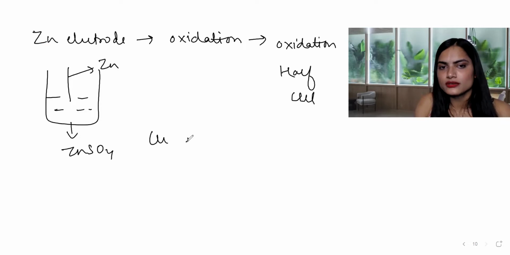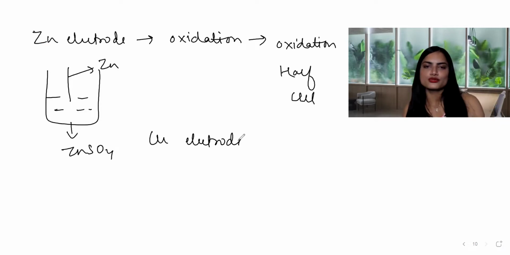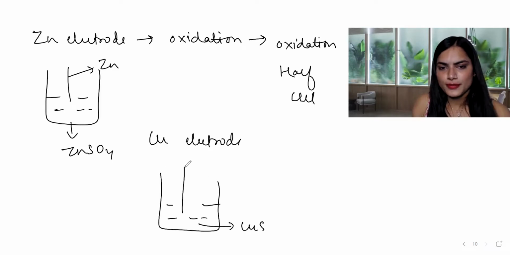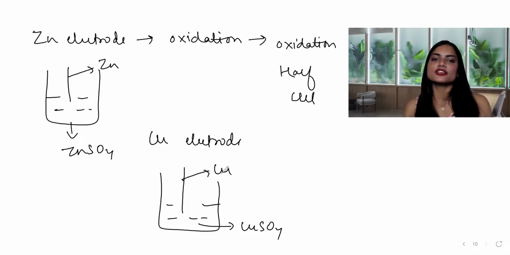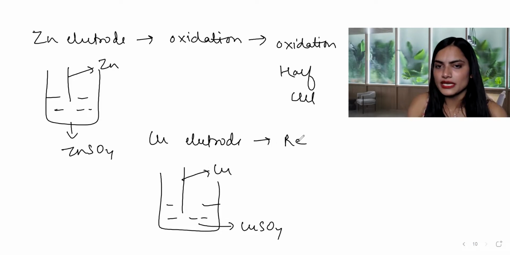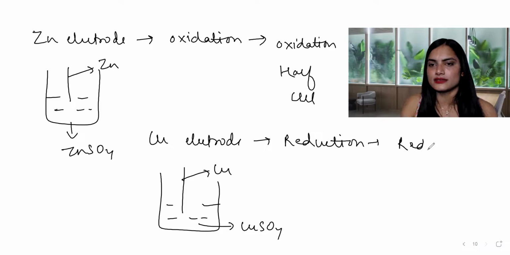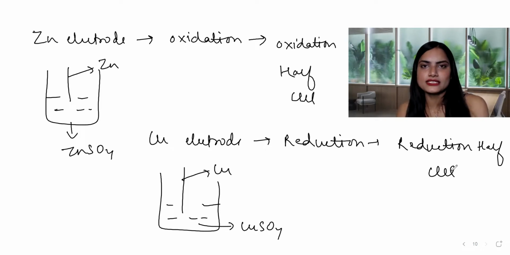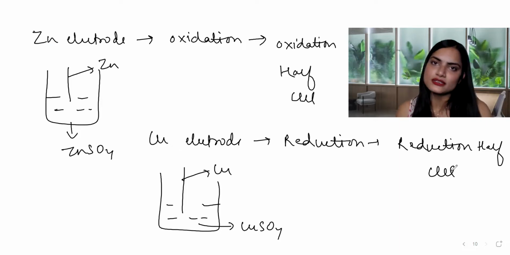And if I talk about the copper electrode, the compartment where the copper electrode is dipped into copper sulfate solution, here reduction is taking place. So this half cell is called the reduction half cell. And together, oxidation and reduction, because oxidation and reduction cannot take place independently, these together are making the complete cell. That is, the oxidation half cell and reduction half cell together are making the complete cell.